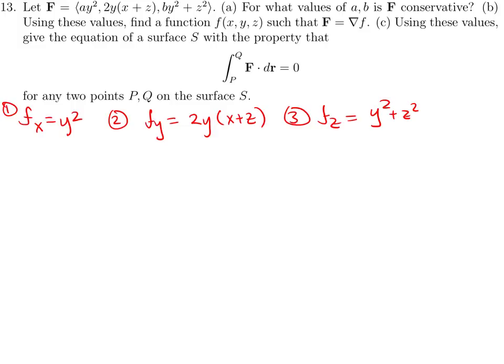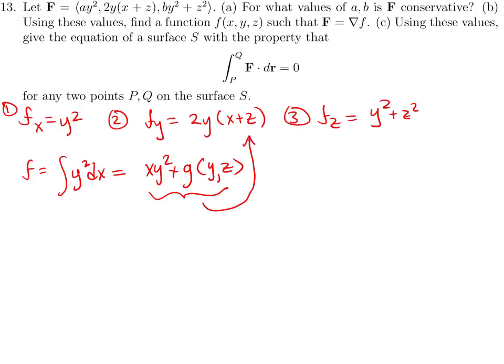So let's integrate the first one with respect to x. I get that f has to be the integral of y squared dx, which is xy squared plus g of y, z, which is some unknown function of y and z. And the reason this has to be there is that differentiating with respect to x will kill any function of y and z. Okay, I didn't find f, but I found some information about f. It has this form, and now I just have to find g. How am I going to find g?